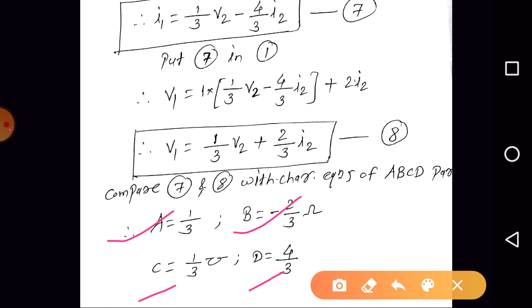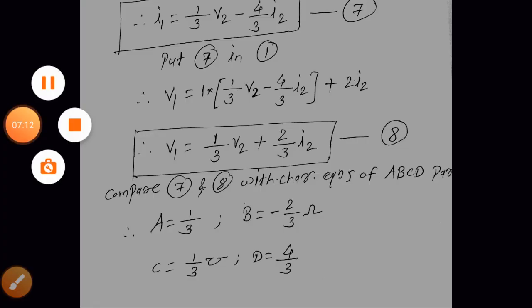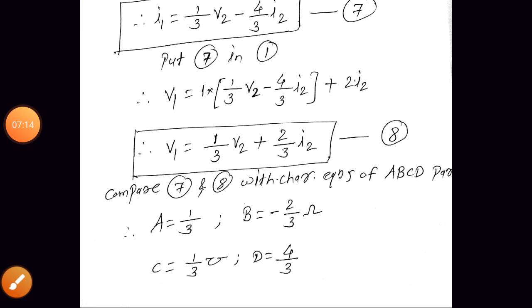In this way we can simplify and solve the numericals based on parameter conversion. One important thing is that we need not memorize the expressions of parameter conversions. It is highly impossible to memorize all the 48 conversions, or all the 48 expressions. Are you getting the point? So we can simplify it in this way.